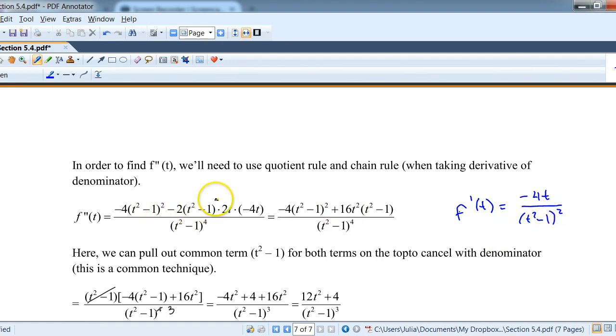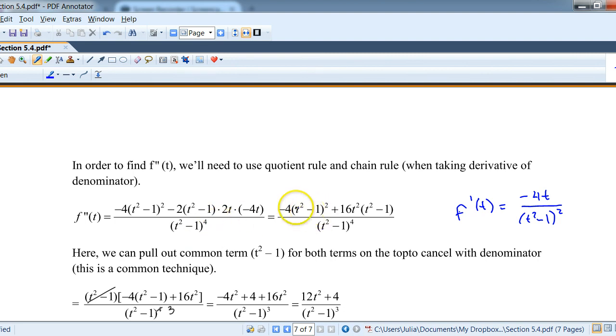So the 2 would come down, so it's 2 times (t squared minus 1) times the derivative of the inside, which is 2t, times the original top, which is negative 4t. So again, it sounds like a lot, but let's keep track of them. And the bottom would be a square of a square, which is a fourth power.